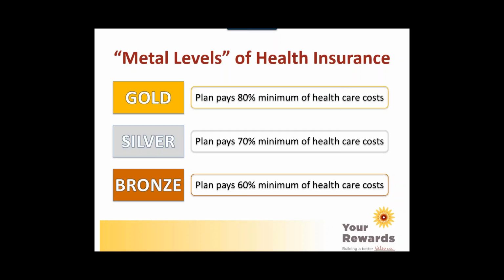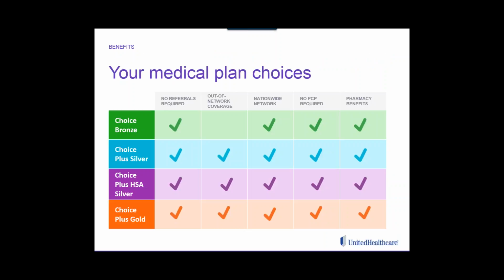So let's look at how those relate to your plans at Valencia. You will have the Choice Bronze plan available to you, the Choice Plus Silver plan, the Choice Plus HSA Silver plan, and the Choice Plus Gold. You'll see that all of the plans, by looking at this table, none of them require the selection of a primary care physician or referrals to get services from a specialist.